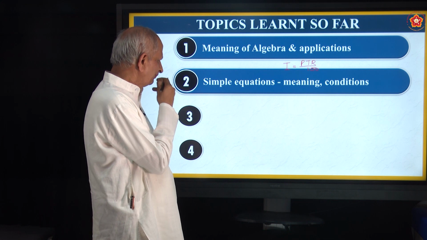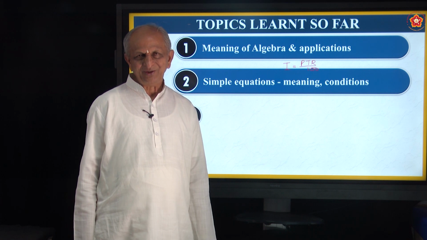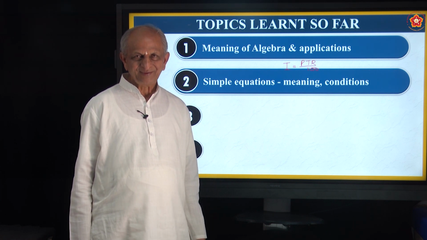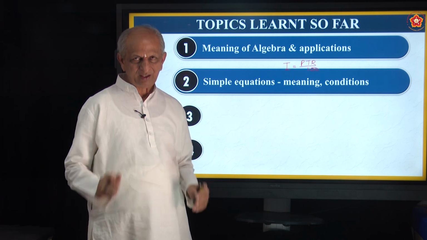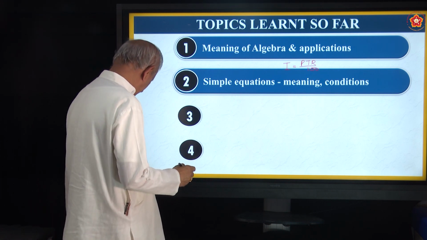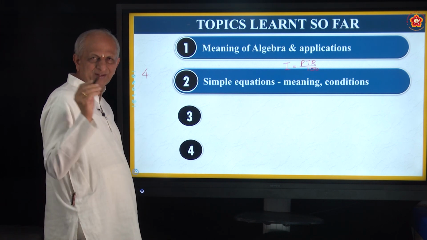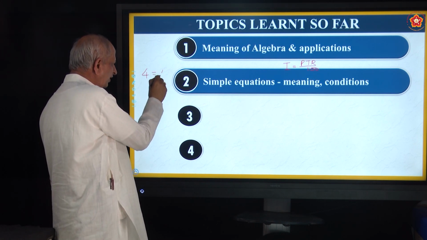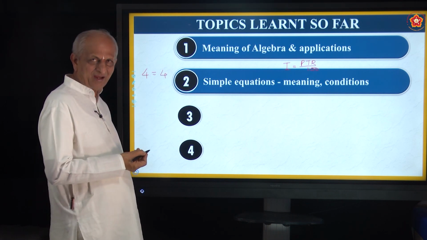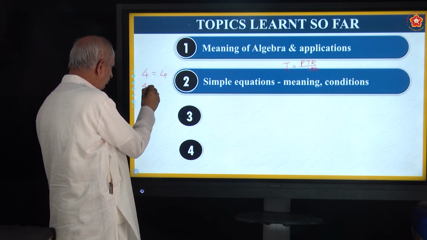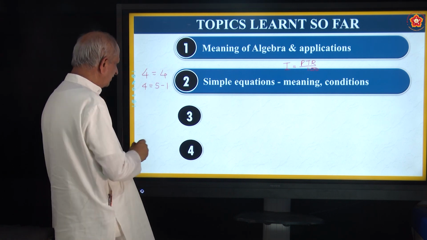And also we have studied about simple equations. So, what do you mean by equation? Any two terms or numbers or expressions, if they are equal, we call it an equation. For example, if you have a number like, say, 4, 4 is equal to 4 only. Can you call it an equation? Yes. So, this 4 can also be equal to 5 minus 1, correct? That is also called an equation.